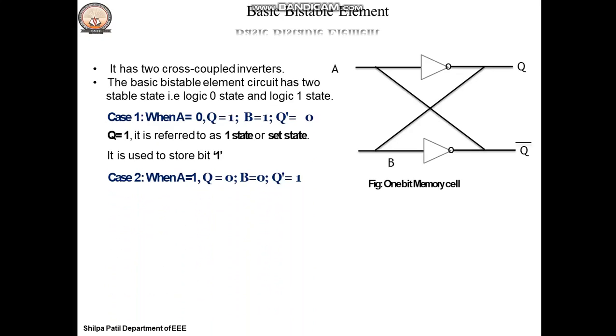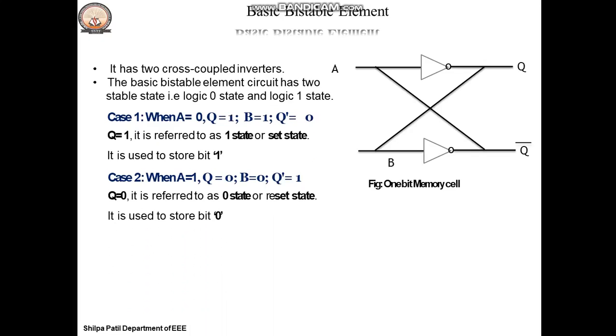That same will be fed back to inverter 2. So therefore, B is equal to 0. Then your Q bar will be 1, right? So when you give A is equal to 1, your Q is 0. So it is referred to as the 0 state, or we call it the reset state. Therefore, this is used to store a bit 0.